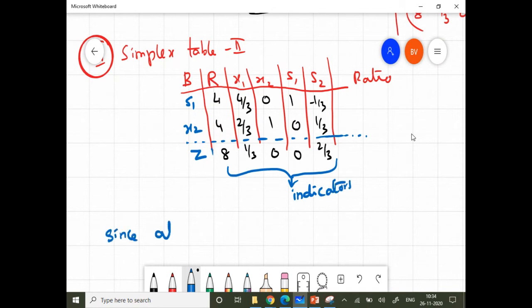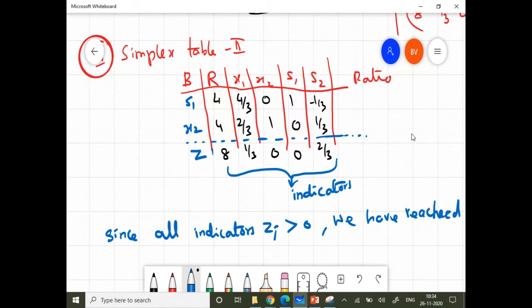Write the conclusion. Since all indicators Zj are greater than 0, we have reached the conclusion.